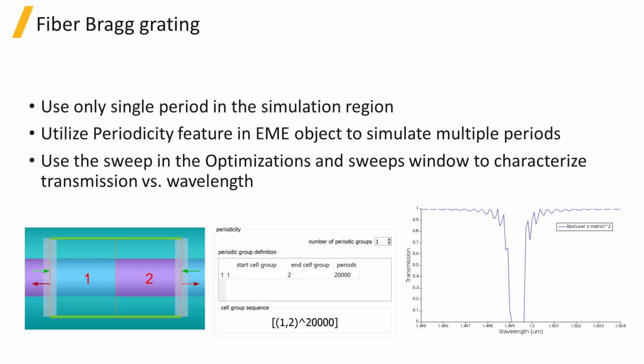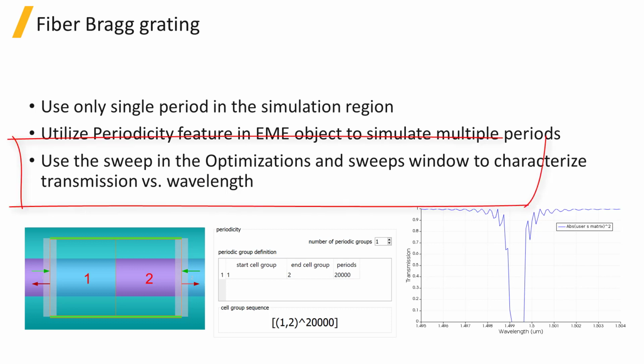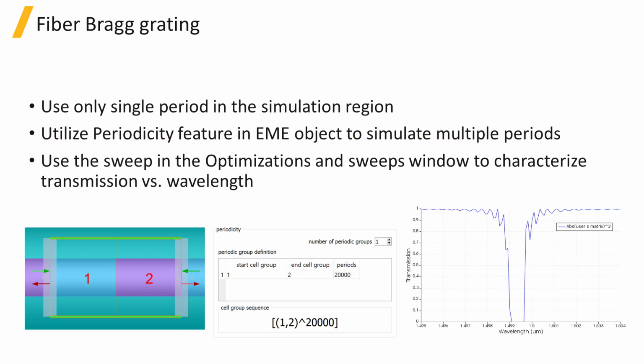You can also simulate devices with periodic structures very efficiently in EME. In this periodic grating example, many periods are required to achieve a transmission with a distinctive stop band. However, in EME, you only need to include a single period in the simulation by using the periodicity feature. Since EME is a frequency domain simulation, you can get the result at a single frequency. If you want to characterize the transmission as a function of wavelength, you need to use the sweep in the Optimizations and Sweeps window.